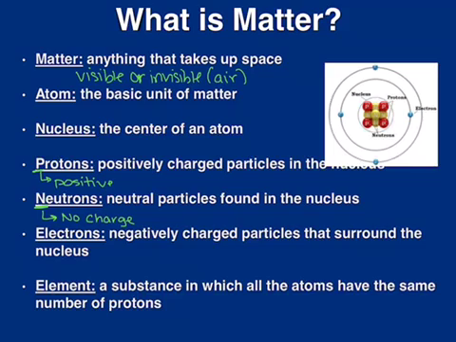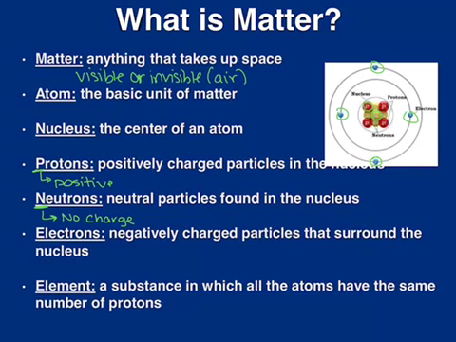You can see that we have the protons in red and the neutrons in yellow in this example. They're clustered together in the center of the atom called the nucleus. Then the electrons are around the outside of the atom, and they orbit around the nucleus. Electrons are negatively charged.